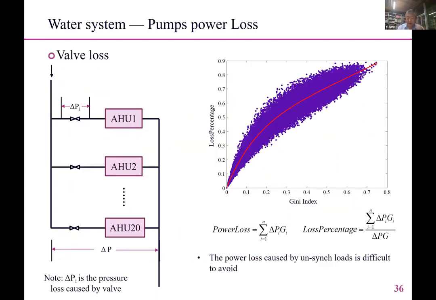Then we see, in the control of the network, if every air handler unit needs a different water flow rate, you have to use valves to control it.